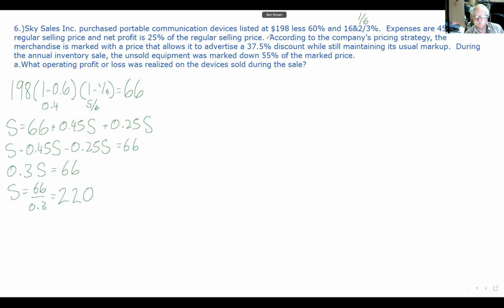So now we can keep reading. According to the company's pricing strategy, the merchandise is marked with a price that allows it to advertise a 37.5% discount while still maintaining its usual markup. So again, this is the artificially inflated price.